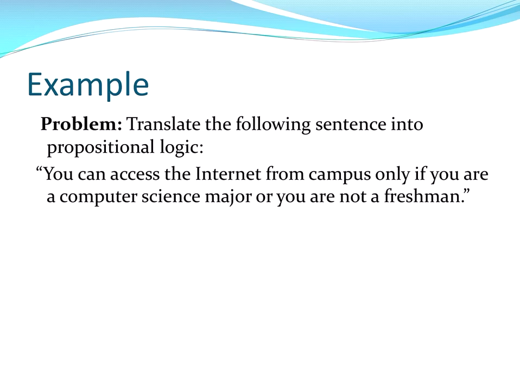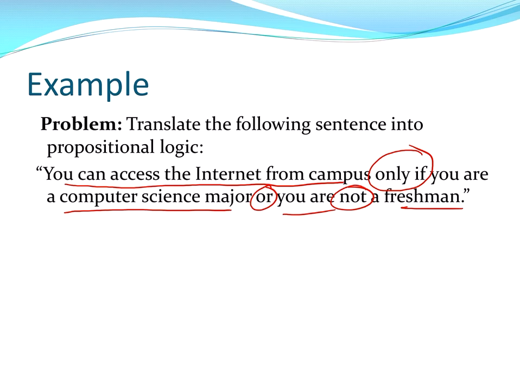You can access the internet from campus only if you are a computer science major or you are not a freshman. So the atomic propositions would be: you can access the internet from campus, you are a computer science major, and you are a freshman. The connective language would be "only if". If we see "only if", the right-hand side of the only if would be the consequence, and the left-hand side would be the hypothesis. We also see "or" and "not".